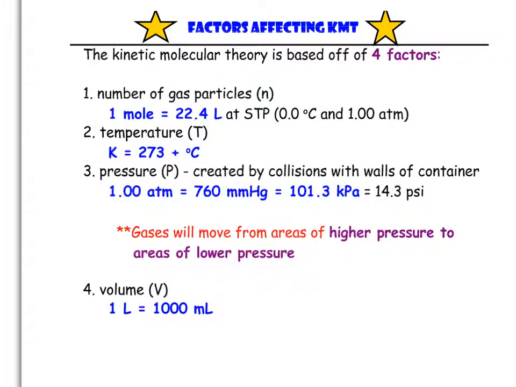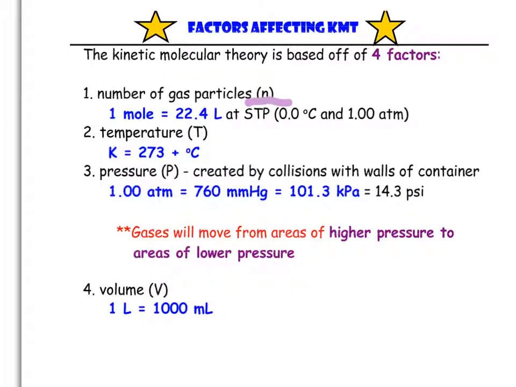So there are 4 factors that affect kinetic molecular theory. And we talked about this a few slides ago when I told you about moles and liters and things like that. So the number of gas particles, and this is going to be represented by N in this unit.